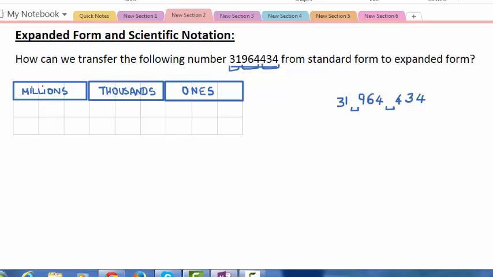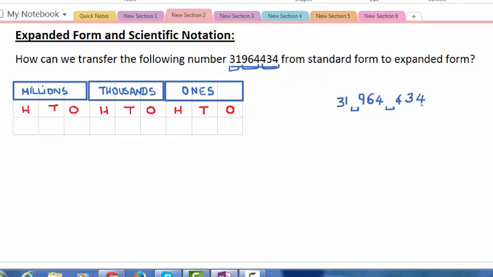We need to know that the first digit from the right is the 1, the second one is the 10, and the third one is the 100. And again we repeat: under the category of thousands we have 1, 10, and 100, and under the category of millions we have the ones, then the tens, and the hundreds. This is how we can distribute this number under these columns.